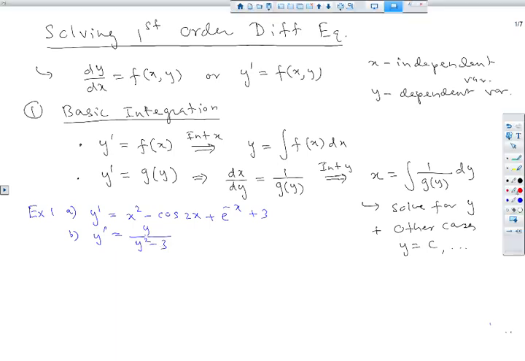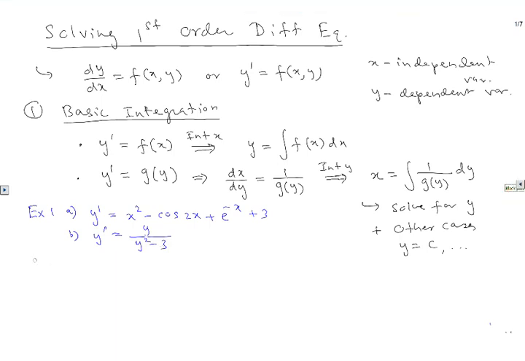The second type is what we call the separable method. Sometimes when you look at the differential equation, the function f(x, y) you can write as a product of a function of x and a function of y. You can separate them into x and y if this is a product, not a sum. It should be a product.